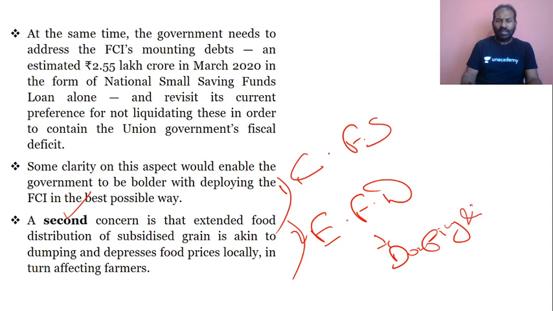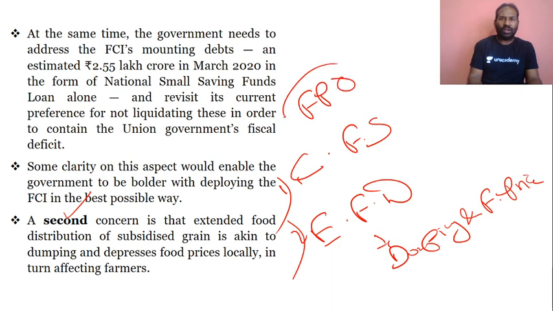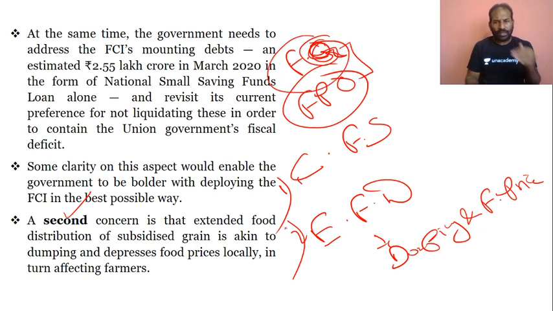So you are dumping the food grains, you are depressing the food prices, and that will impact the farmers, that is the farmers producers organizations, or farmers groups. It will impact. So this extended food distribution of subsidized grain is also a cause of concern from the FCI point of view.